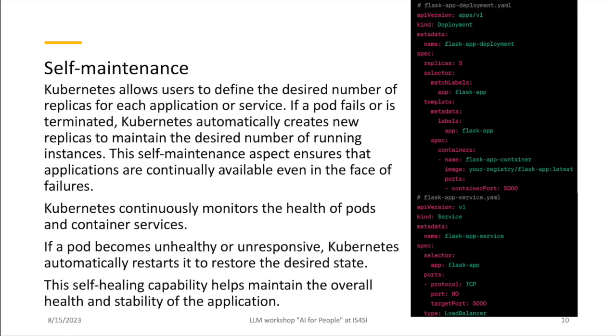Kubernetes allows users to define the desired number of replicas for each application or service. If a pod fails or is terminated, Kubernetes automatically creates new replicas to maintain the desired number of running instances. This self-regulation based on best practices and policies ensures that applications are continually available even in the face of failures. Autopoiesis enables the deployment of reliable services even on a not-so-reliable infrastructure with self-awareness.